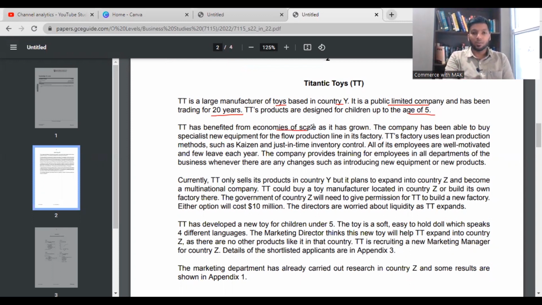You might know what economies of scale is. If you can achieve profit by reducing the cost of production as much as possible and then increasing the selling price, the gap which you create as profit is what we call economies of scale. So they have achieved economies of scale.